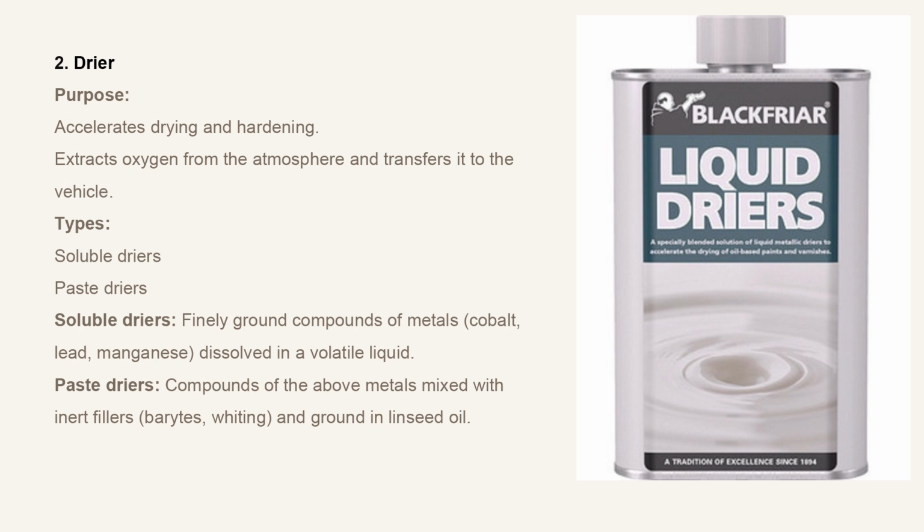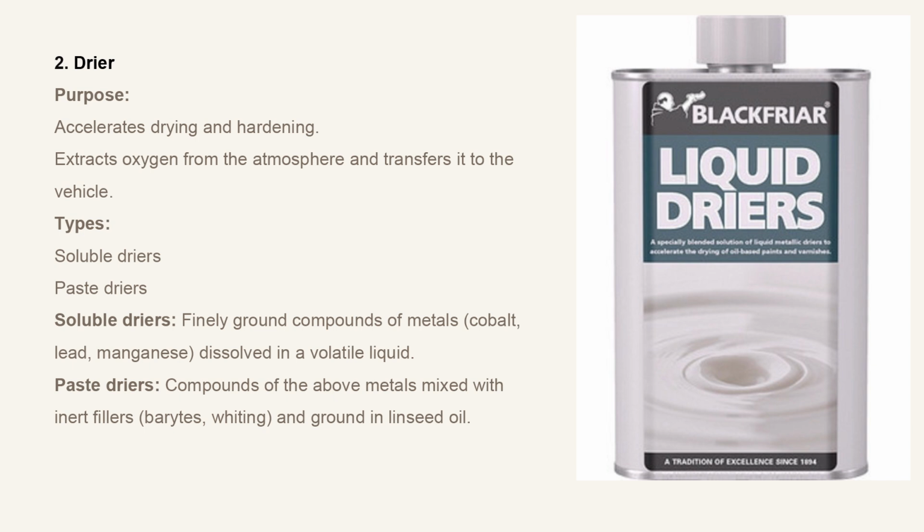These handy additives help speed up the drying and hardening process of paint by pulling oxygen from the air and transferring it to the paint vehicle. However, there are some important things to know about using these dryers. Dryers come in two main forms, soluble dryers and paste dryers. Here is what they do and how they work.